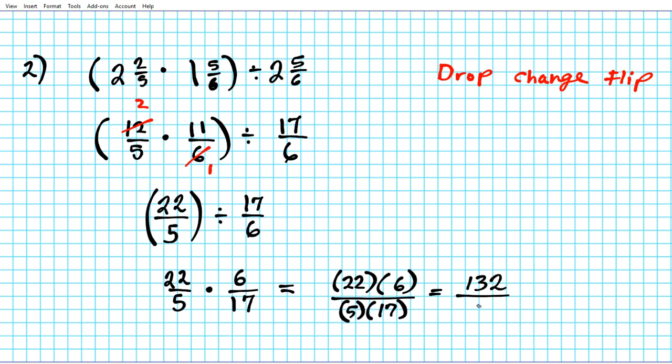17 times 5 is 50 plus 35, which is 85. Okay, so that's the answer to question number 2. All right, let's take a look at question 3.